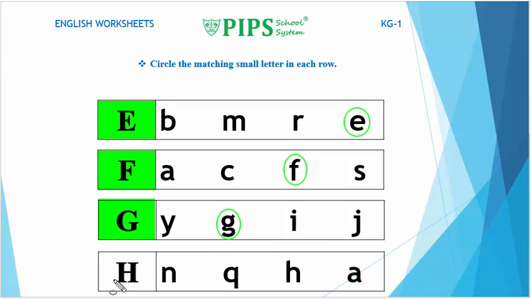The last letter is H. This is the capital letter H. KG1 class, do you know where is the small letter H? Here is the small letter H. Now students, we will circle it like this.